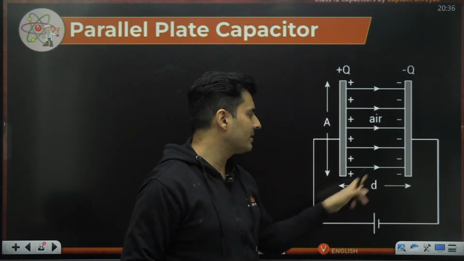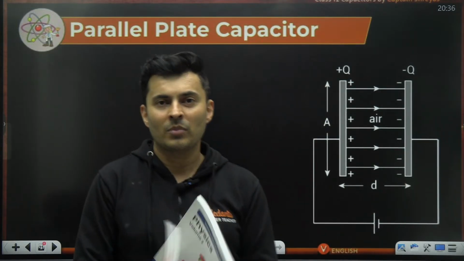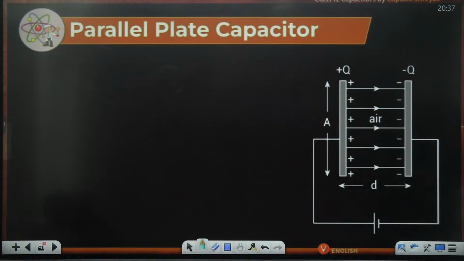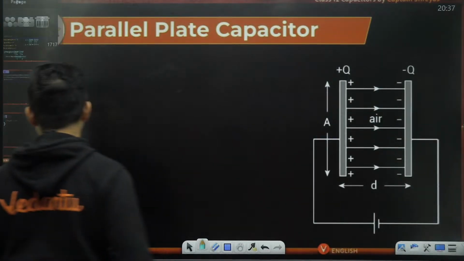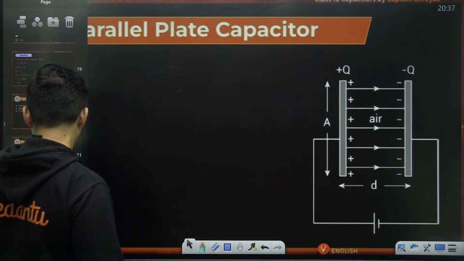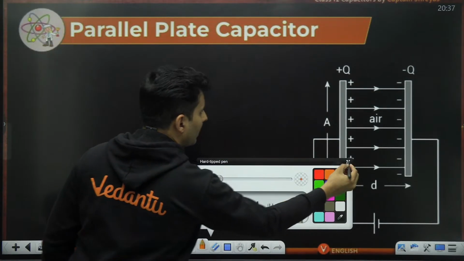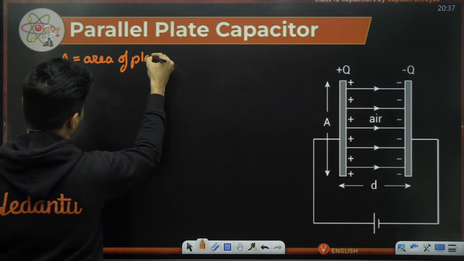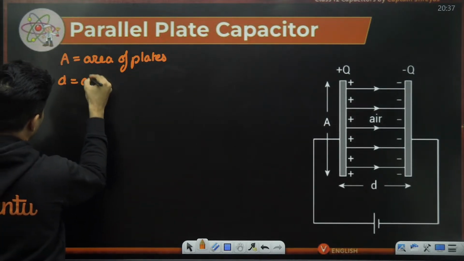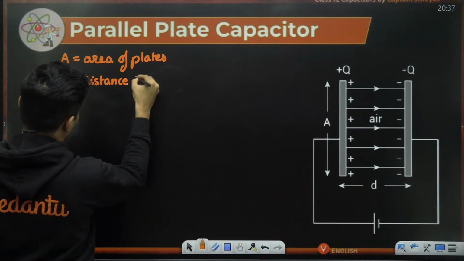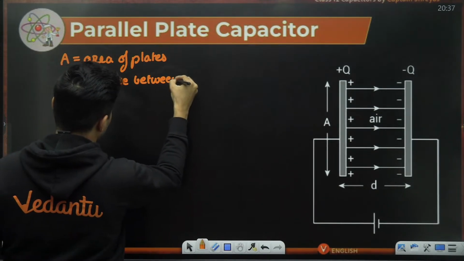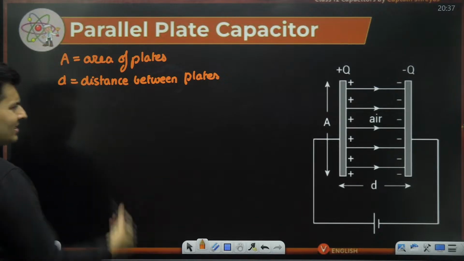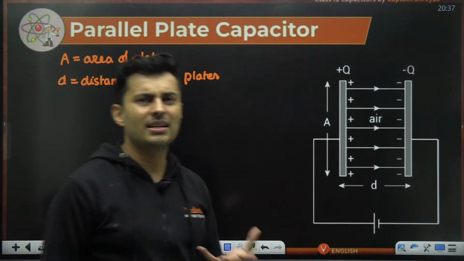The distance between the plates is small d. The area of this plate is basically A. Is that clear? So that is how the nomenclature goes. So let us start putting things down. Parallel plate capacitor: A is the area of the plates, d is the distance between the plates, and Q is the charge, and we want to figure out what kind of capacitance this will store.